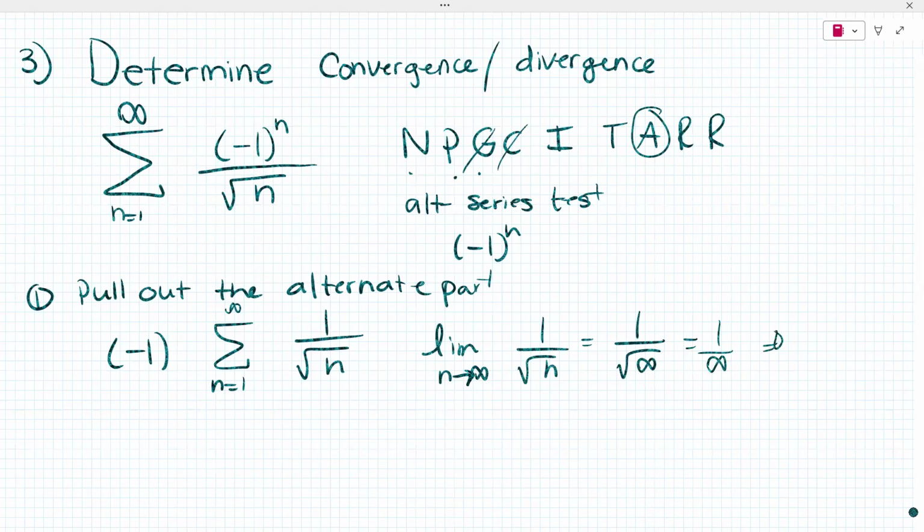Okay, so we know that this definitely converges by the alternating series test. But does it converge absolutely or is it conditional convergence? So we know it converges by the alternating series test.